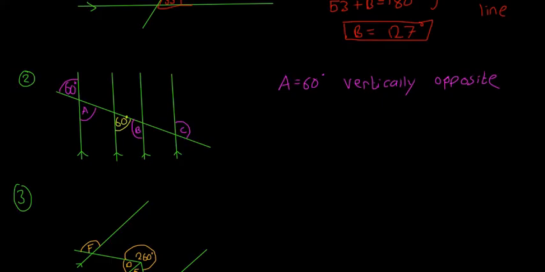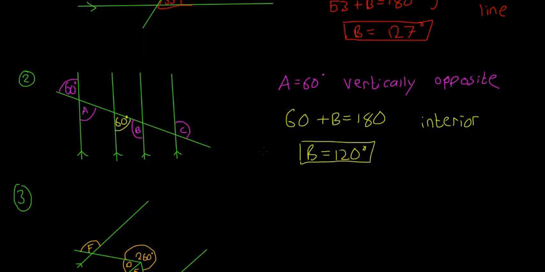Okay, and now in here we have a set of interior angles. So 60 plus B is equal to 180, and that's because they are interior angles. Remember, they're angles facing each other in kind of a C shape like that, and so that means that B is equal to 120 degrees. I'm going to put a box around that. And now we're just looking for C. So I'm going to say that this is also 120 degrees, and the reason for that is because it is vertically opposite again.